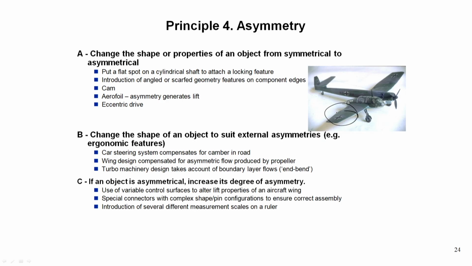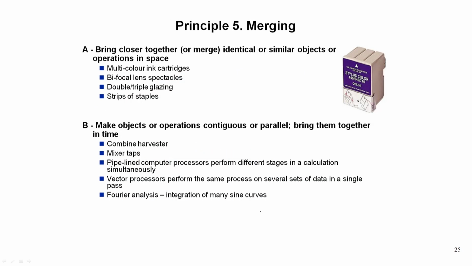Or change the shape of an object to suit external asymmetries, like the ergonomic features we add. For example, a car steering system compensates for camber in the road. Wing design, I already told you. Turbo machinery design takes account of the boundary layer of flows. So, change the shape of an object to suit the external asymmetry. If an object is asymmetrical, increase its degree of asymmetry, and that you can do for aircraft wings, for special connectors, for different types of scales on a ruler. You basically increase the degree of asymmetry.